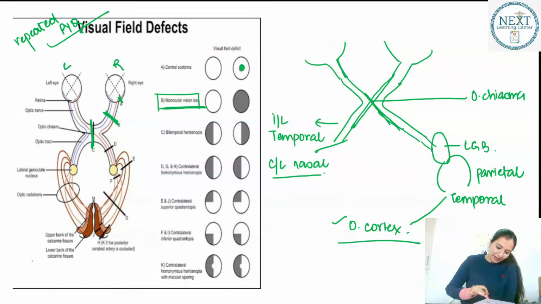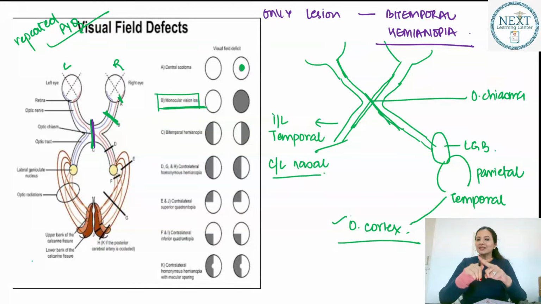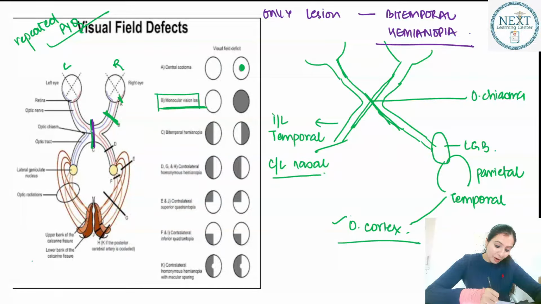Damage at the level of the optic chiasma: remember, the optic chiasma is the only lesion that will lead to bitemporal hemianopia. Now let us quickly look at why bitemporal hemianopia occurs. Remember one thing: in visual field defects, if the nasal fibers are damaged, you are going to get temporal visual field defects. If the temporal fibers are damaged, you are going to get nasal visual field defects. So in the optic chiasma, both the nasal fibers are gone, so you are going to get temporal hemianopia in both eyes.